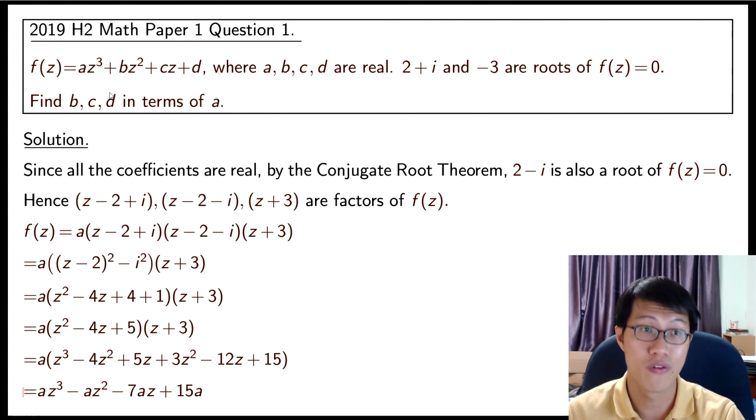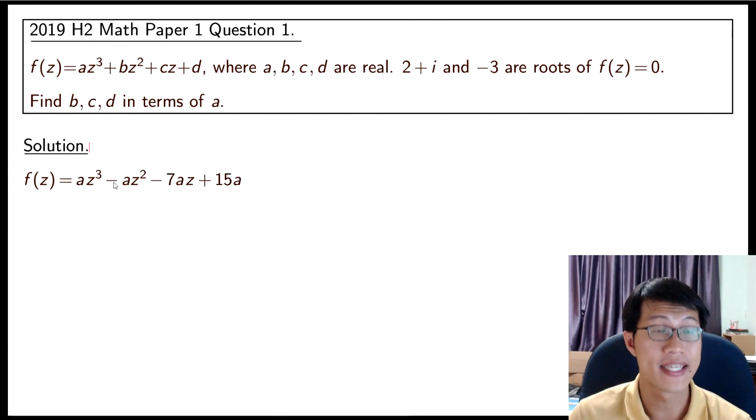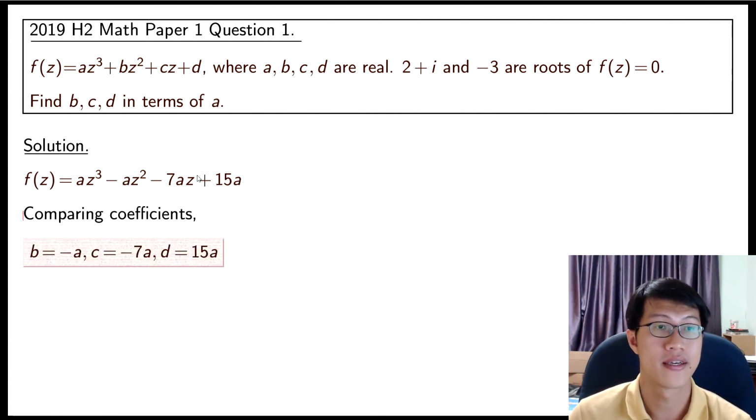So we can compare coefficients with what we are given. az cubed corresponds to az cubed. So b will have to be minus a, c will have to be minus 7a, and d will have to be 15a. So rewriting what we have from our expansion, f(z) is az cubed minus az squared minus 7az plus 15a. Comparing coefficients gives us b equals minus a, c equals minus 7a, and d equals 15a. And that answers the question.